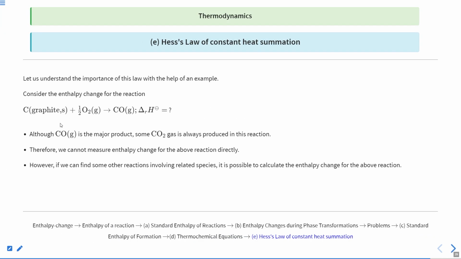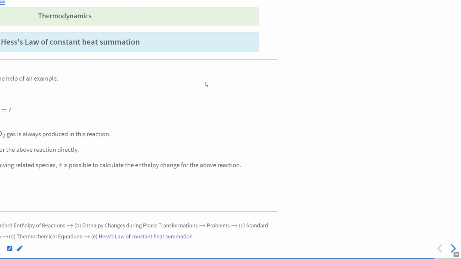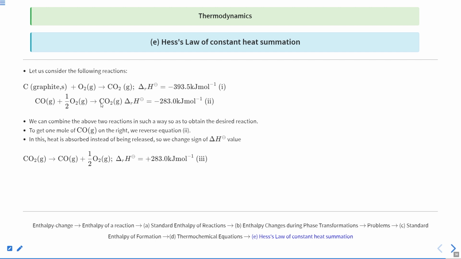Now here's an example that is being taken. It is said that for the forward reaction, this value is minus 283.0 kilojoule per mole. What we have done is we have just reversed this reaction. Then what is happening here? The value has also been changed.